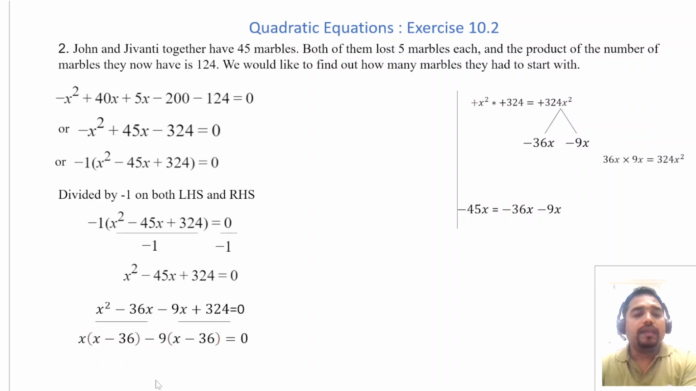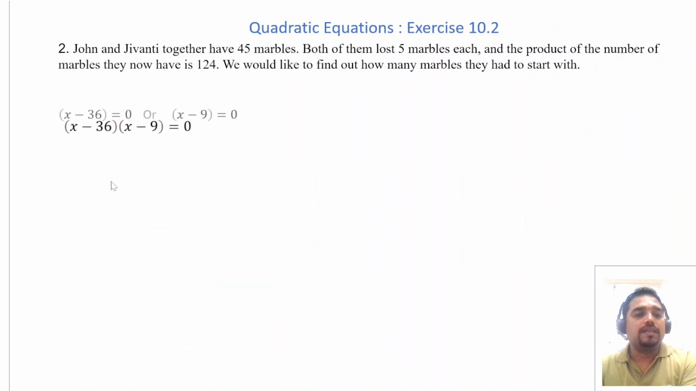Now we see that x minus 36 and x minus 36 are common factors between the two terms. If you take x minus 36 common, from the first term x is left, followed by minus 9, which is the second term here. Now we see that a minus b into c minus d is equal to 0, or (x minus a) into (x minus b) is equal to 0, which implies either x minus 36 is equal to 0 or x minus 9 is equal to 0.